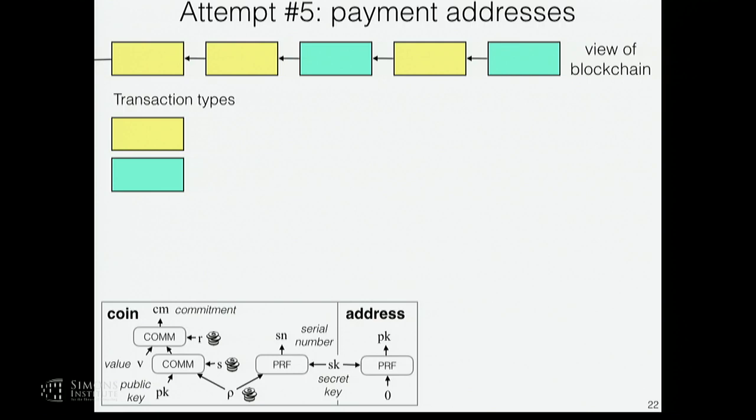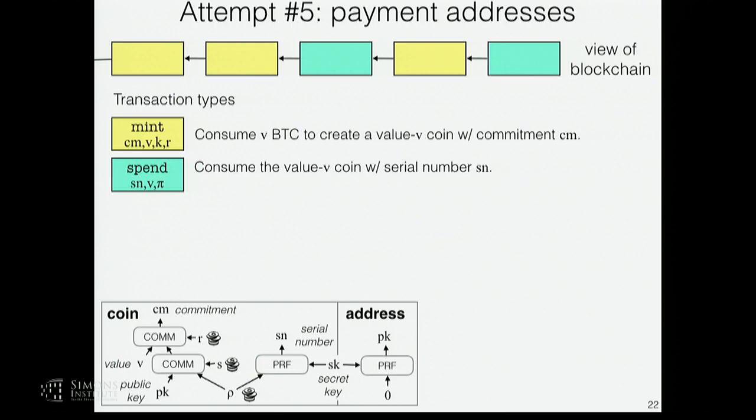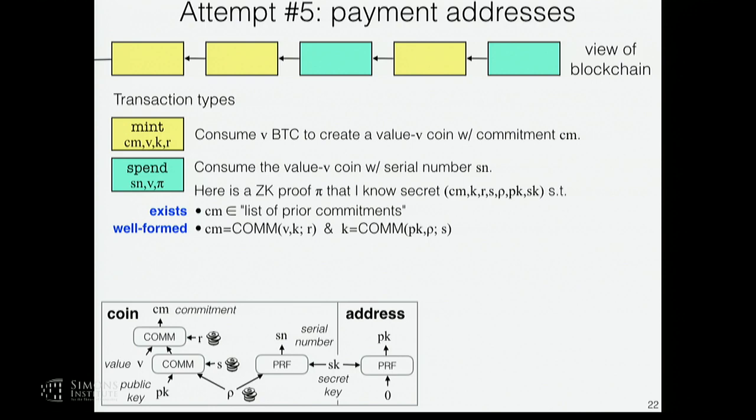So as before, when I spend, I say that I know all the secret information about the serial number that I'm revealing. The coin commitment is in the prior list. All the things that I'm talking about in this data structure are correct. And now I have to prove that the serial number, before it was appearing just here, right? Now I'm moving the serial number here, I'm making it depend on the secret key, okay? Why would that be the case? By the way, I'm still not paying anybody. I'm just introducing the data structure.